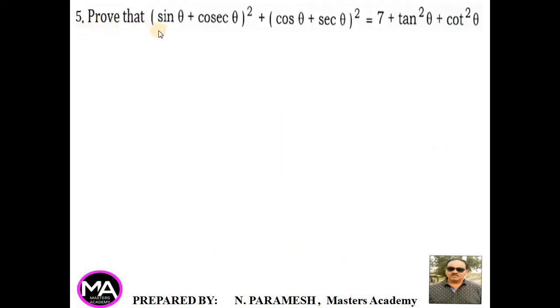Fifth question, prove that sin theta plus cosecant theta whole square plus cos theta plus secant theta whole square is equal to 7 plus tan square theta plus cot square theta.